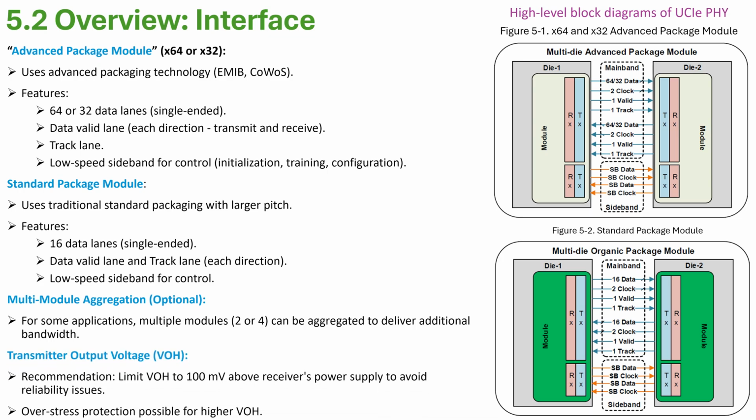One more reliability consideration here is that the UCIe standard specification recommends limiting VOH to 100 millivolts above the receiver's power supply. Generally, think of it like this. This is my signal. This is my VOH, and this is my VOL. Assume this is my reference voltage.